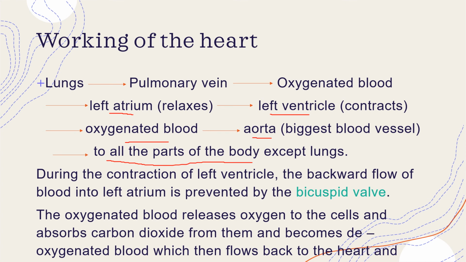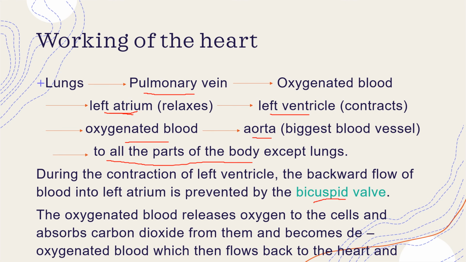So the deoxygenated blood has turned into oxygenated blood in the lungs. Then from the lungs, where does it reach the heart? It reaches through the pulmonary vein. The oxygenated blood, through the pulmonary vein, reaches the left atrium, then the left ventricle, then this oxygenated blood reaches the aorta, and from the aorta it reaches all the parts of the body except the lungs. So during the contraction of the left ventricle, the backward flow of blood into the left atrium is prevented by which valve? It is the bicuspid valve.